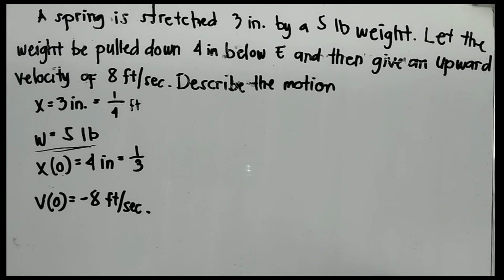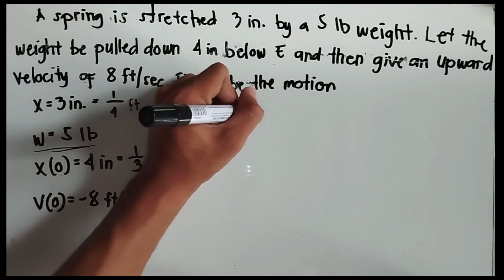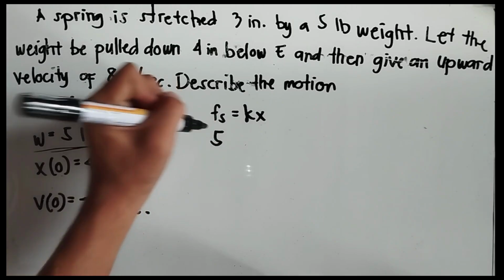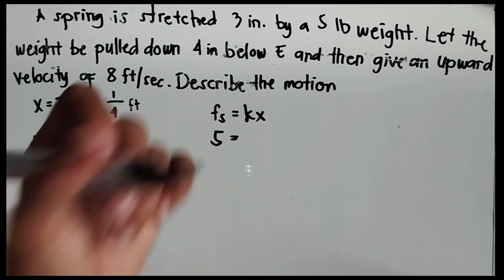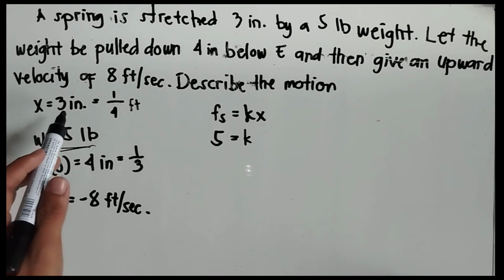So right now, as you can observe, we don't have a spring constant, so we're going to be finding the spring constant. We're going to use the formula Fs is equal to kx. Our Fs is the force, which would be the W here, which is 5 pounds. So we have 5 is equal to k, which is what we're finding, and then we have the x, which is 3 inches.